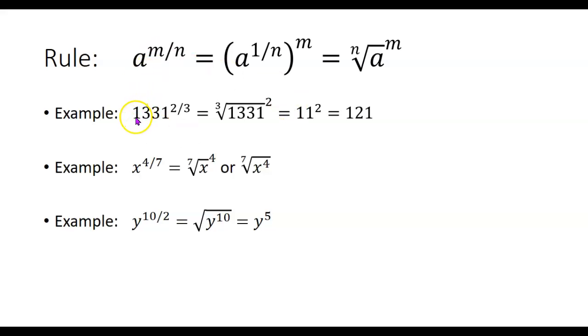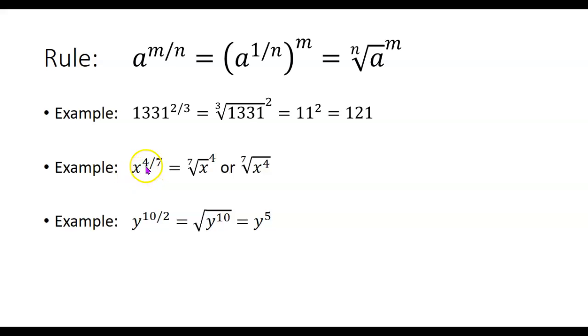So for example, the number 1,331 to the 2/3 power is like taking the third root or cube root of 1,331 and then raising that to the 2 or second power. So first of all, the cube root of 1,331 is 11, and then 11 squared is 121.